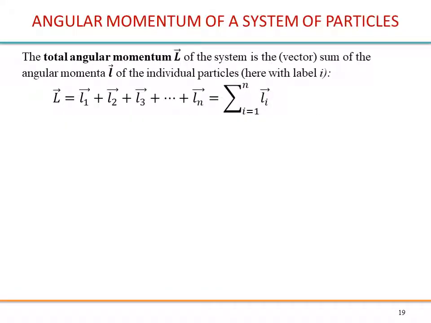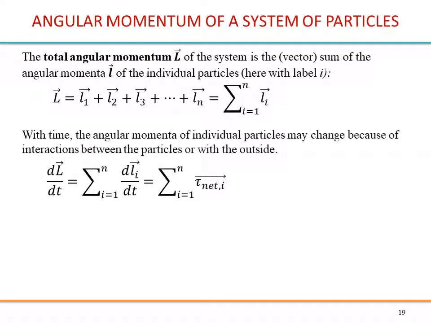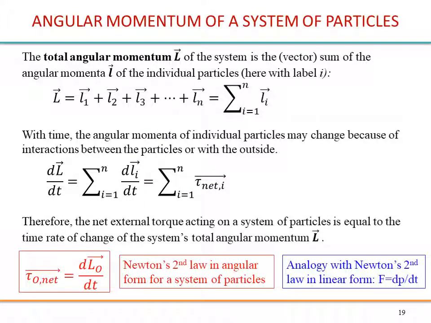Alright, let's see a system of particles. It is quite easy. The total angular momentum is the sum of all the angular momenta of individual particles, so it can be written like this. So you take the derivative, so you have the sum of the derivatives and the sum of the net torques. So we have in fact the same equation for a system of particles.